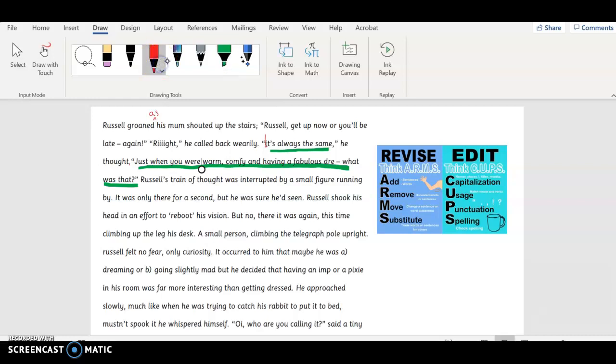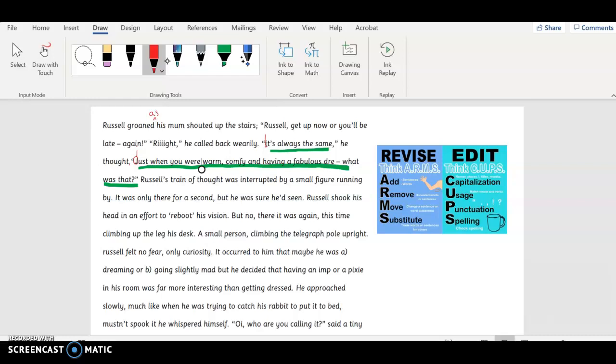All right, let's keep editing. So it's always the same, he thought, just when, and that actually doesn't need to be a capital letter, that can be lowercase. Just when you were warm, comfy, and having a fabulous trip. What was that? Russell's train of thought was interrupted by a small figure running by.